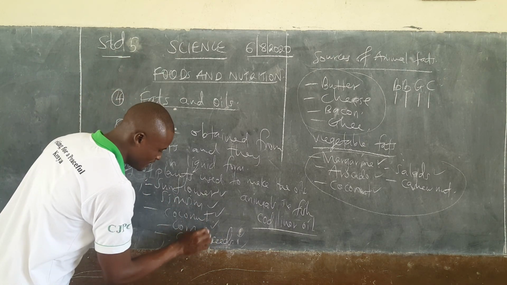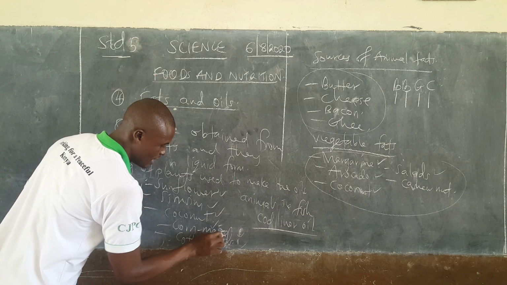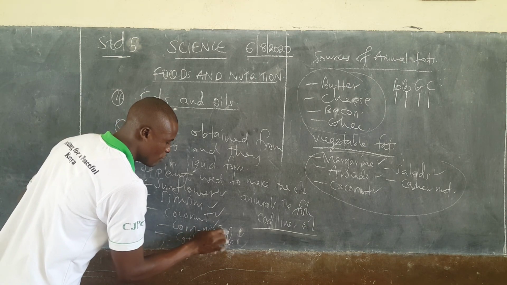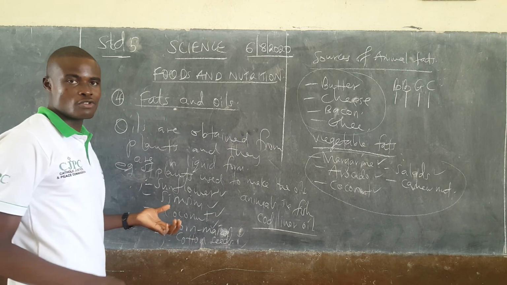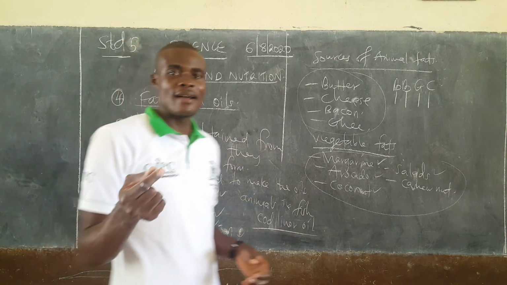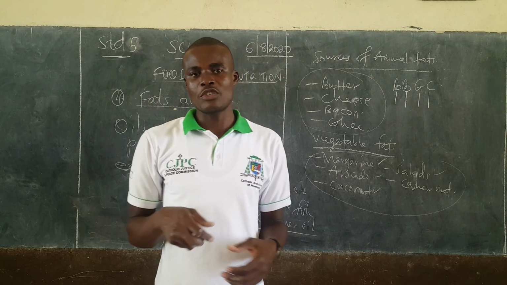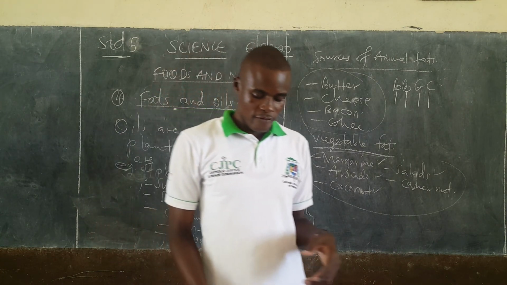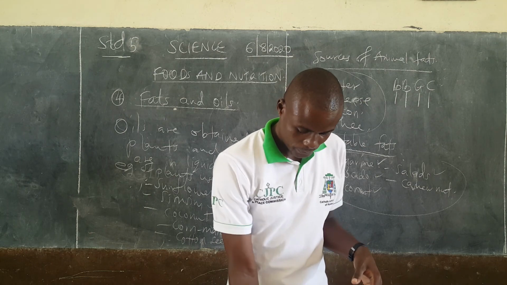Corn is just maize. Another name for corn is normally maize. So don't let it give you any trouble. Corn is just maize. From the maize seeds there, we can extract oil. That is why we give it that name, the corn.